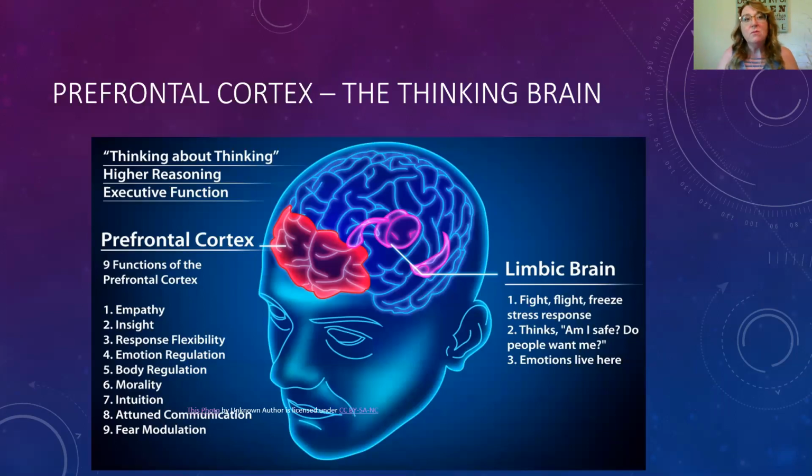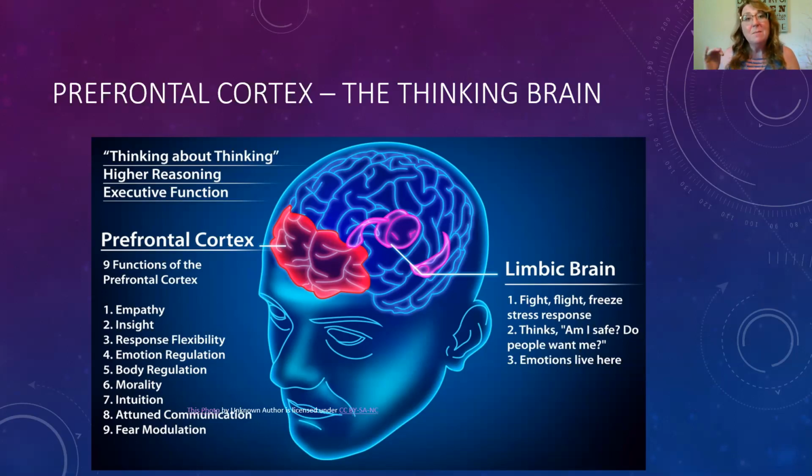The prefrontal cortex is really your high-level thinking brain. It's your reasoning and your executive functioning brain. It is where empathy and insight and responsivity and emotional regulation, body regulation, understanding, tapping into intuition and feeling attuned to your communication, being able to modulate when fear comes. When the thinking brain is there, it's supported by neurochemistry like dopamine and oxytocin. And those are those feel-good neurochemicals and hormones that allow us to feel centered and okay.